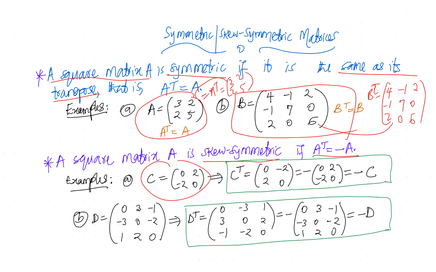So the transpose is equal to the negative of the matrix. Then the same is applicable to D, right? So you have 0, 3, minus 1, minus 3, 0, minus 2, 1, 2, 0. If you transpose it, row 1 becomes column 1, row 2 becomes column 2, row 3 becomes column 3. And then if you take the minus out, like you factorize minus 1, you end up getting the matrix you started with. So the transpose of D is minus D. So that is a skew symmetric matrix. Interesting.